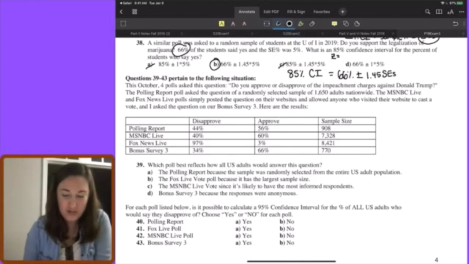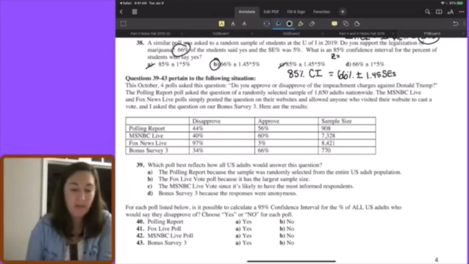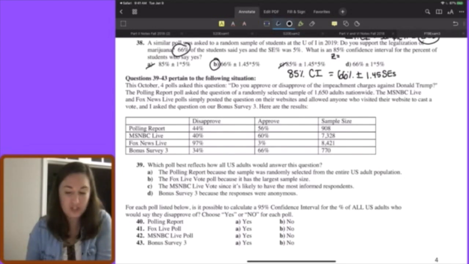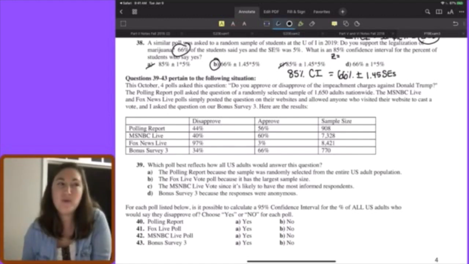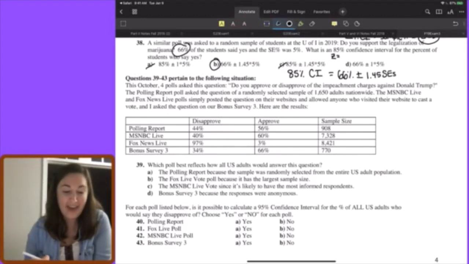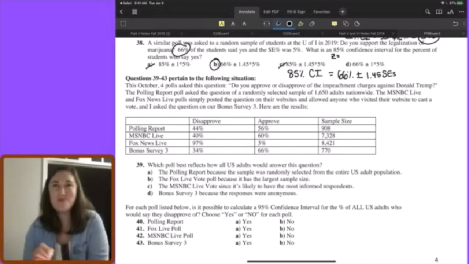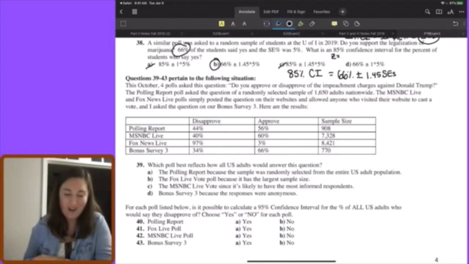Okay. Anyway, back to this. Do you approve or disapprove of the impeachment charges against Donald Trump from fall 2019? A polling report poll asked the question of randomly selected adults nationwide, 1650. MSNBC Live and Fox News Live posted the question on their websites. Anyone who went there could go ahead and vote. And then I asked this question on bonus survey 3. So here are the results.